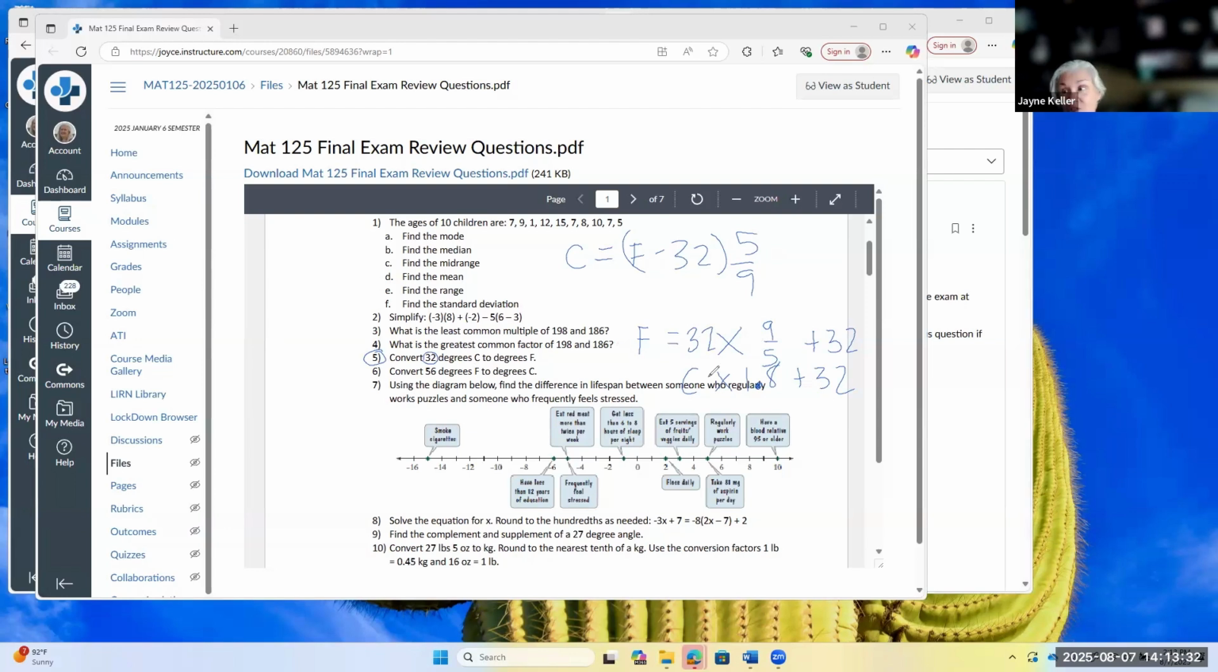That's another good one to do with a calculator. I have Desmos open on my other screen. Whatever number they give us, we put that in place of the C or the F. That's right. Exactly. So 32 times 9/5 and then plus 32.